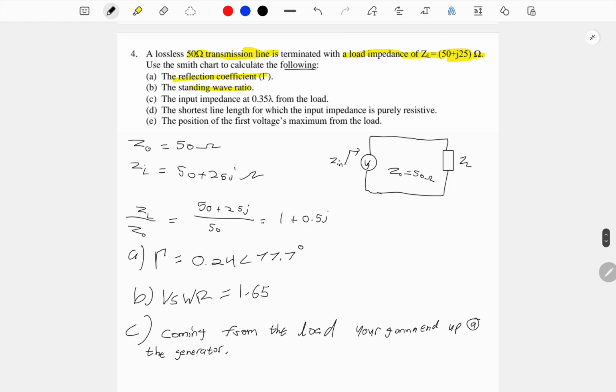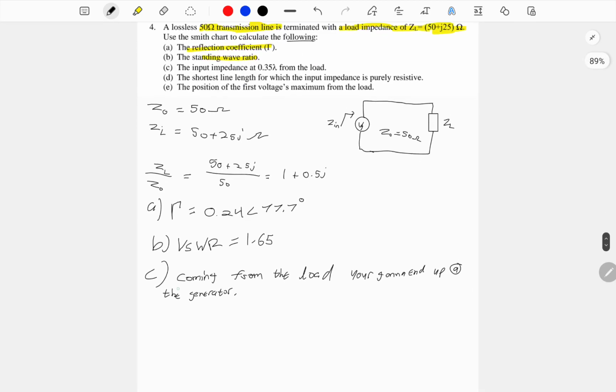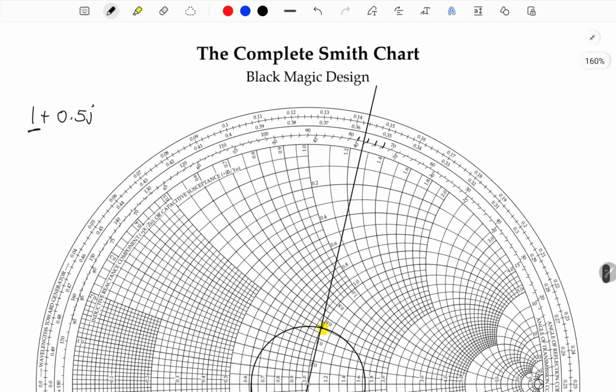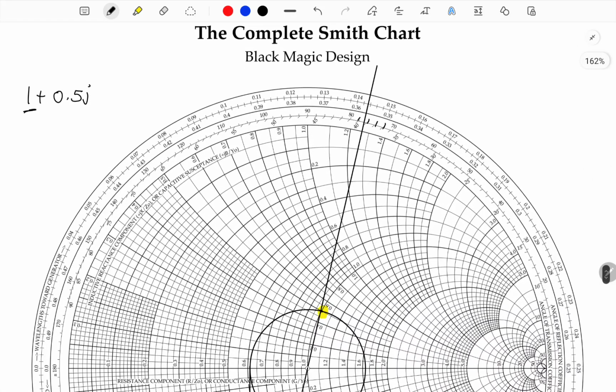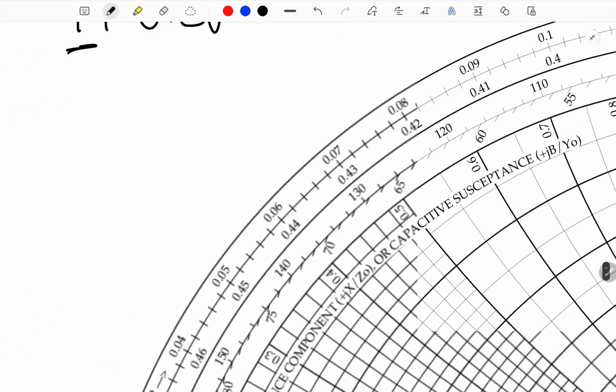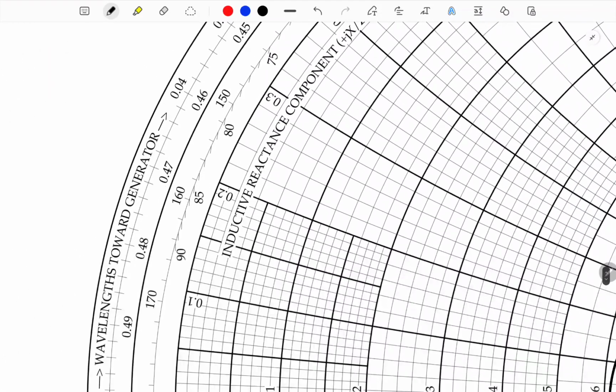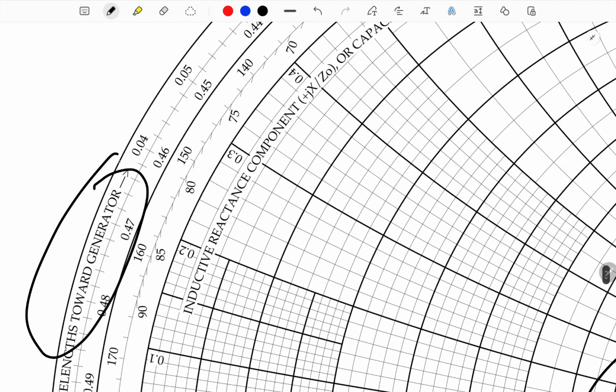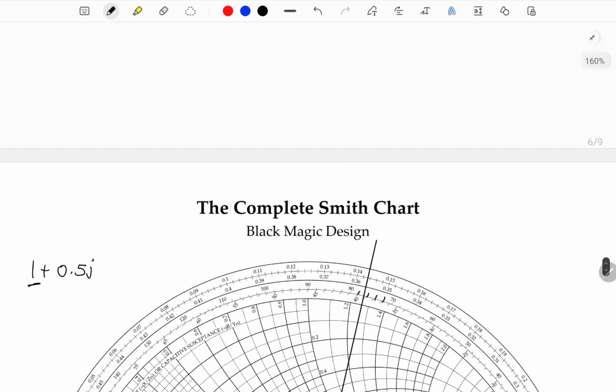So 0.35 lambda from the load. Where's lambda right now, I mean, the wavelengths toward the generator from the load? Is it the top scale or the bottom scale? Top scale, because the top scale is going towards the generator. Exactly. Wavelength toward generator is the top scale.